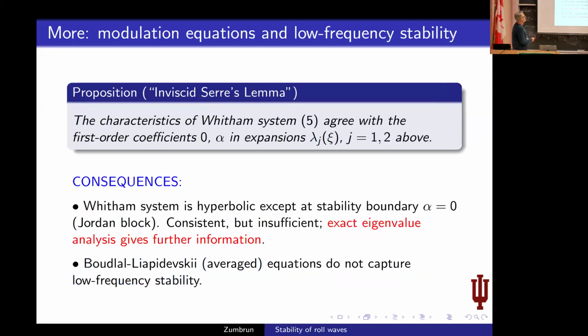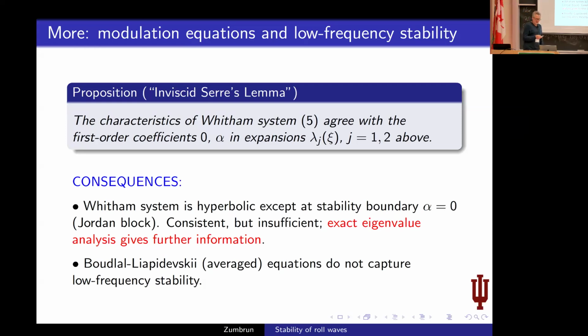Okay, so here's the end result. The straight averaging, the BL model, didn't capture low frequency stability. It gave false positives and negatives. It just didn't work. Ours worked, but it's useless. It always says stability. The worst thing that happens is you get a Jordan block at the stability boundary. It's signaled kind of by a Jordan block. Something funny happens, but you don't really notice it. You really need to have the full analysis.